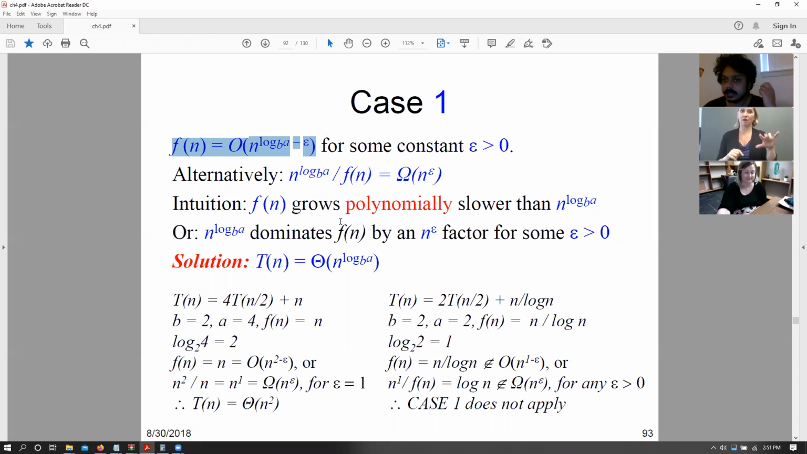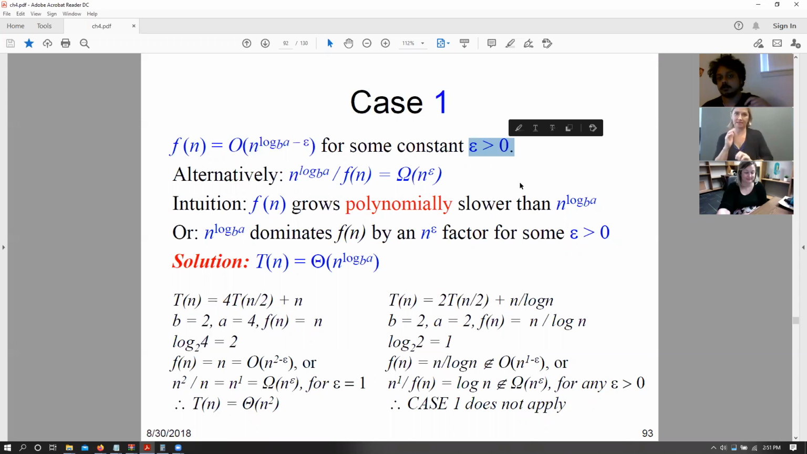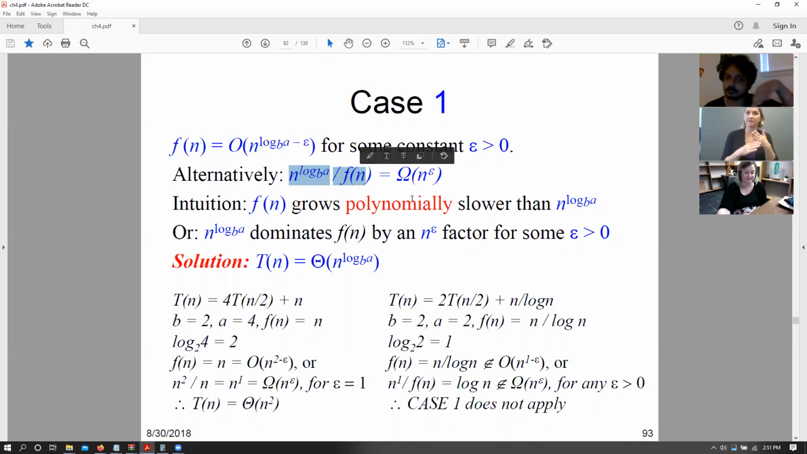minus epsilon, where log base b of a minus epsilon is the power. Now, in order for case 1 to apply, epsilon has to be greater than 0. Alternatively, we can also say it the other way around because of those properties. n to the log base b of a divided by f of n has to be big omega of n to the power of epsilon.